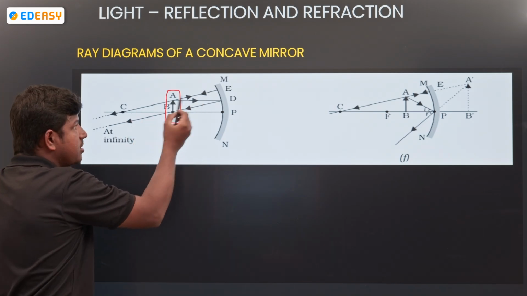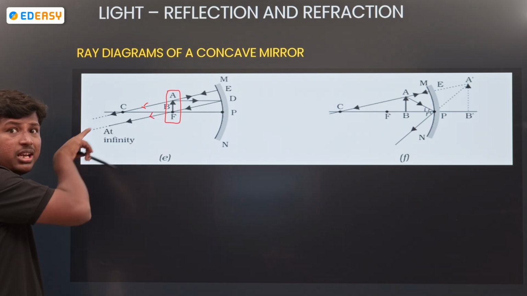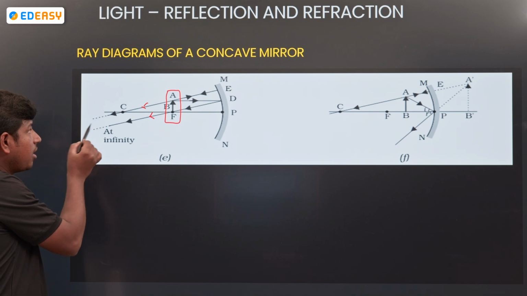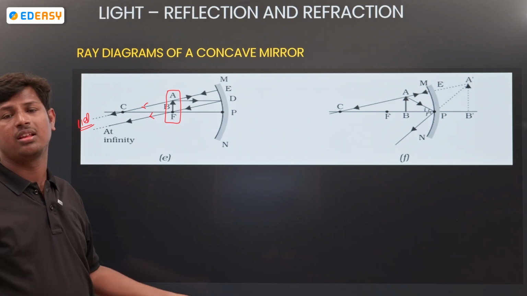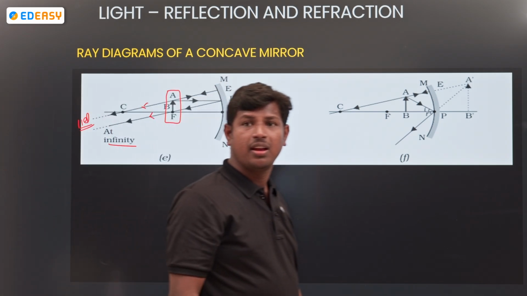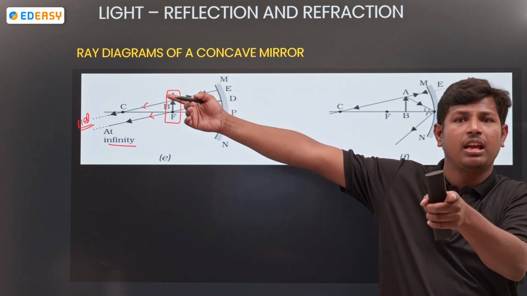After striking the surface, the reflected rays, are they meeting at any point? No. How are they going? They are going parallel. Parallel rays never meet at a point. Then where will the image form? At infinity. Clear? When the object is at focus, the image forms at infinity.